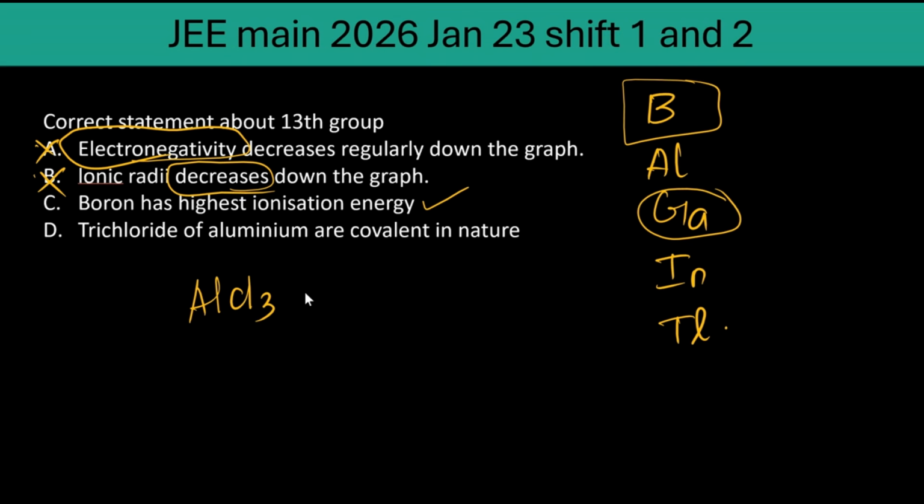Then trichloride of aluminium is covalent in nature. So it is in a dimer, covalent dimer. Al2Cl6 can be formed. So this is also right. C and D are right.